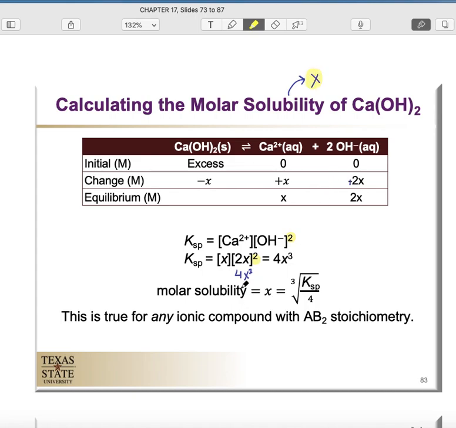So what we're doing now here is that we have KSP is equal to 4x cubed. We then solve for the x by taking KSP divided by 4 and then taking the cube root on both sides to solve for x. So we get that x is going to be equal to the cube root of KSP divided by 4. Now, how would you do this in your calculator? You would actually type KSP divided by 4. So whatever the KSP value is from a table, divided by 4.